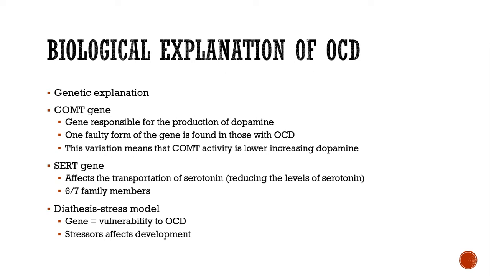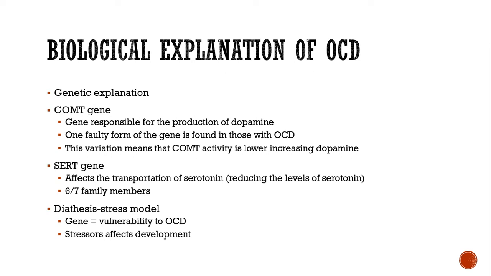So the COMT gene is responsible for the production of dopamine, which is a key neurotransmitter which is involved in OCD, and you need to know about that for your neural explanations. So this is why they link really nicely. But there is a gene responsible for the production of dopamine called the COMT gene. If that gene is faulty, then it's more likely to cause OCD. And as we found, the faulty form of this gene is regularly found in a lot of people with OCD, although not all of them.